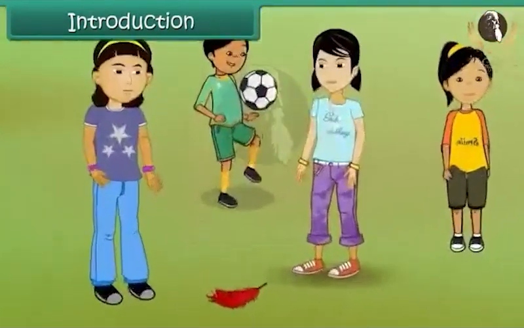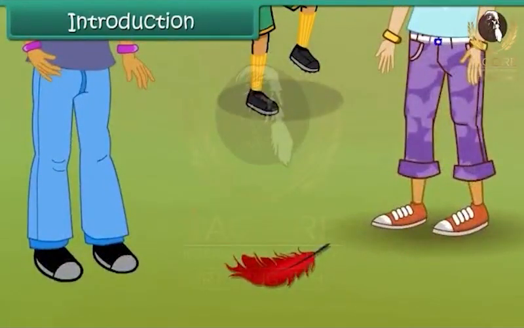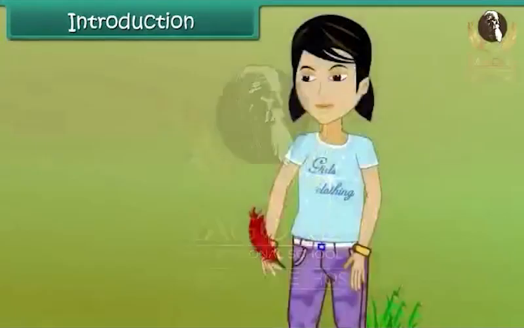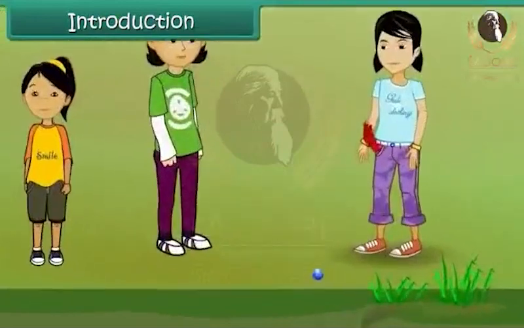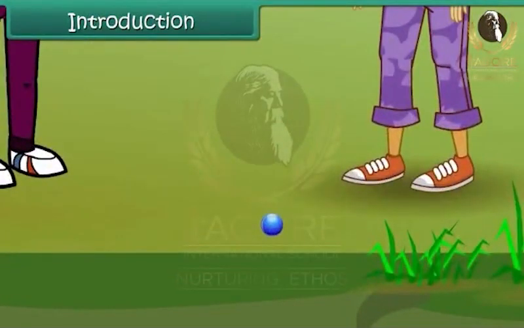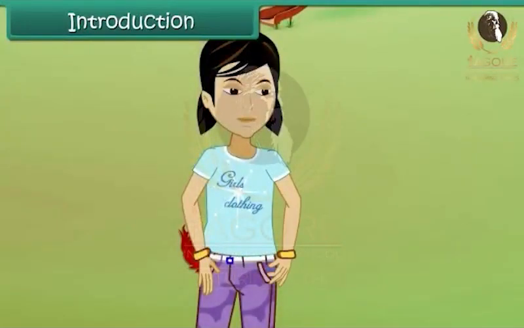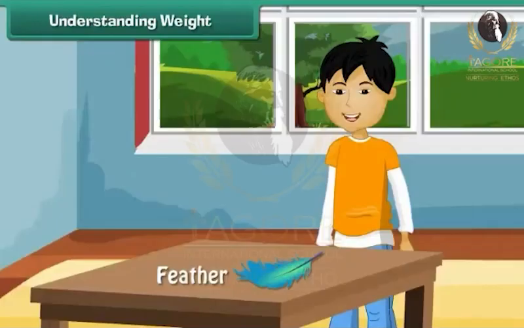Smita comes across a bright red feather while playing with her friends. She picks it up and puts it in her pocket. A little while later, she sees a beautiful blue marble lying on the ground. She picks that up as well and puts it in her pocket. She notices that the marble is heavier than the feather. In this lesson, you will learn about weights.